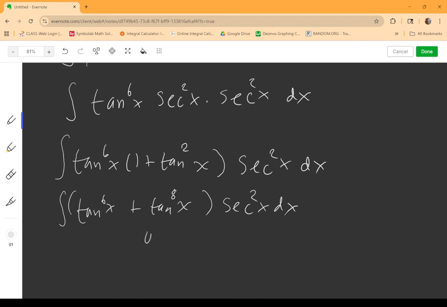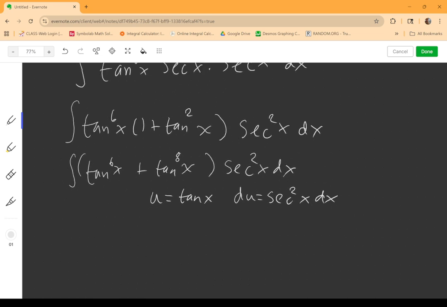I'm going to let u equal tangent of x. Now, why just tangent? Because the derivative of that is right out here, secant squared x dx. Now I can substitute. We get u to the 6th plus u to the 8th, a basic power rule integral. Doing that, we get u to the 7th over 7 plus u to the 9th over 9.